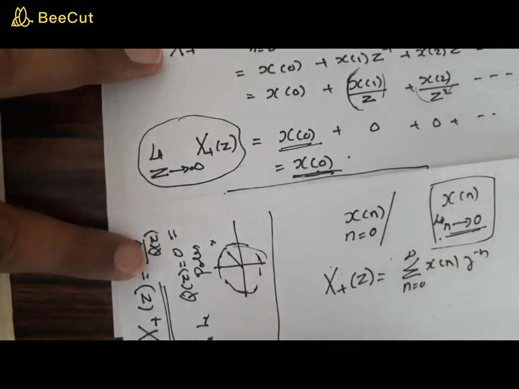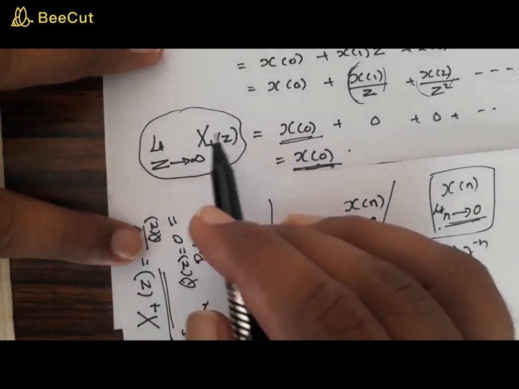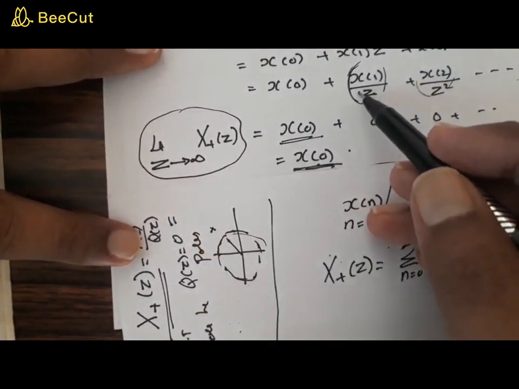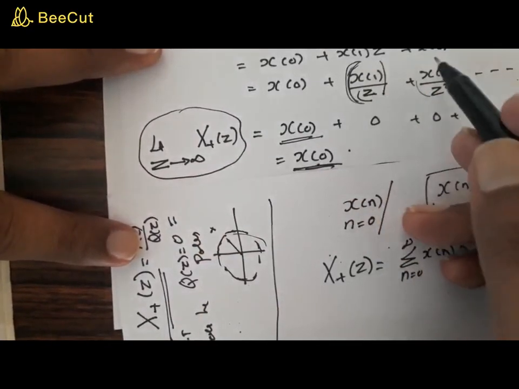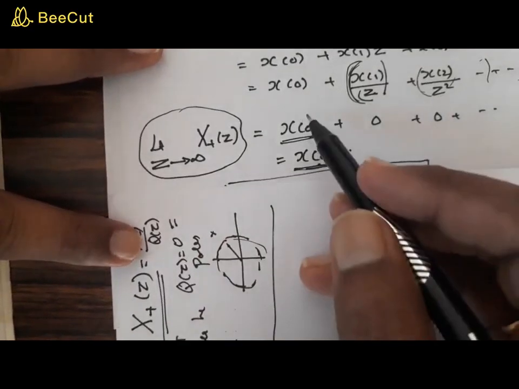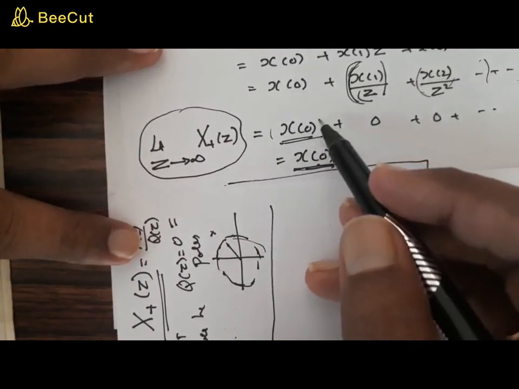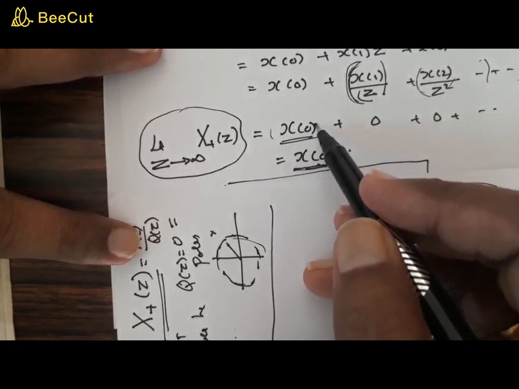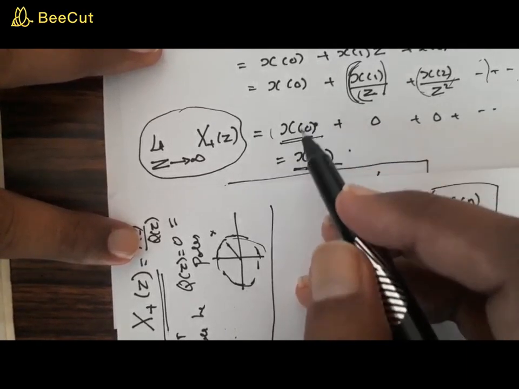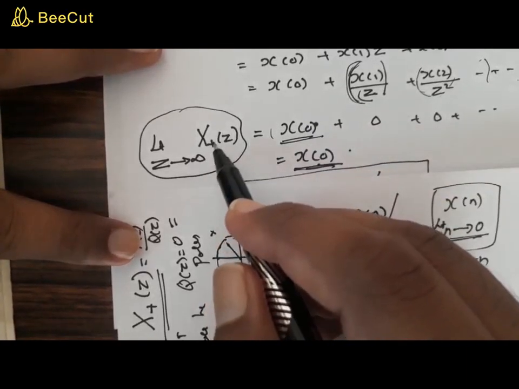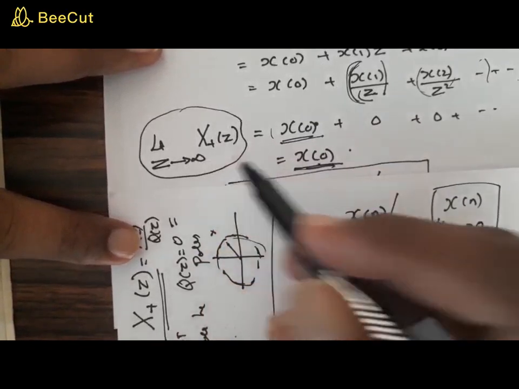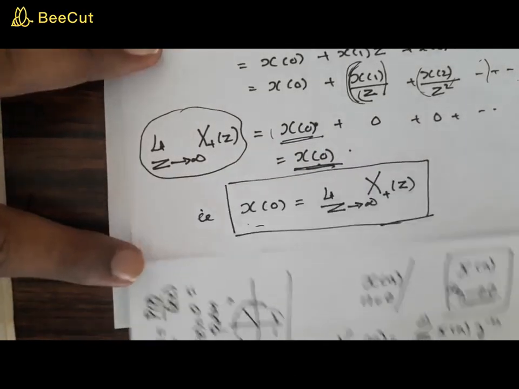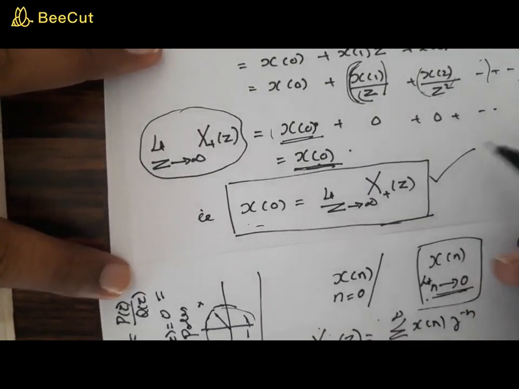Now what happens when z tends to infinity to this expression? In x plus of z, z becomes infinity, meaning this term becomes 0. All the rest of the terms become 0, leaving x of 0 itself. So what is x of 0? x of 0 is the initial condition, the initial value of that function, that is nothing but x plus of z as z tends to infinity. So this is actually your initial value theorem.